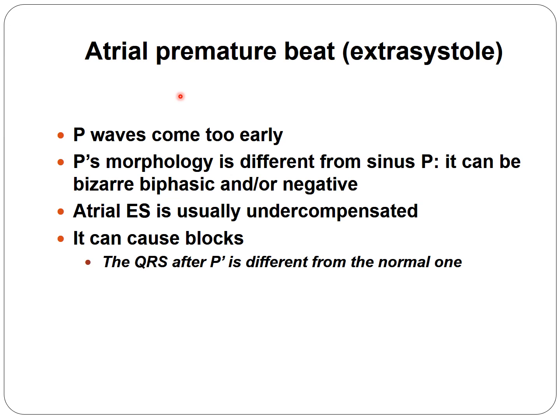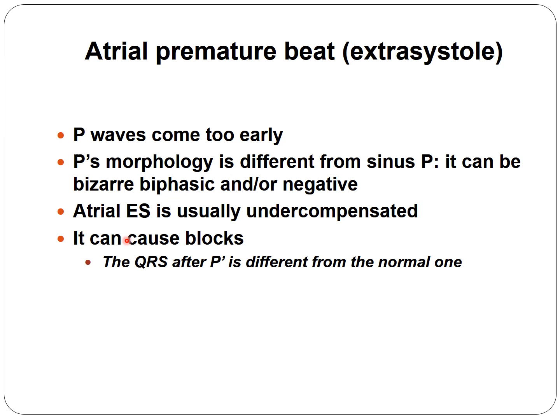Atrial premature beat, usually when we do have an early coming P wave. However, the morphology of this P wave is different from the P that originated from the sinus. The shape can be bizarre, biphasic, or even negative. Atrial premature beat is usually undercompensated.